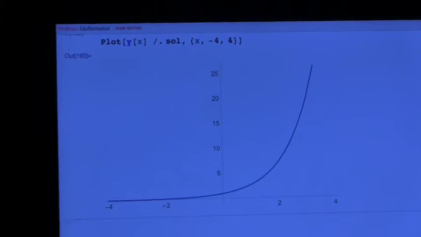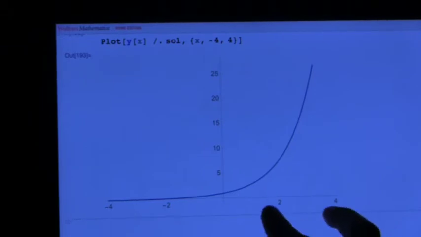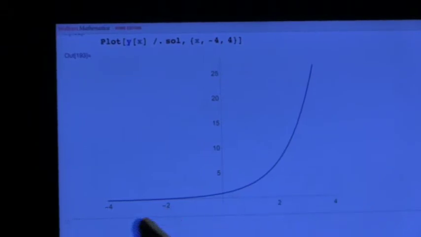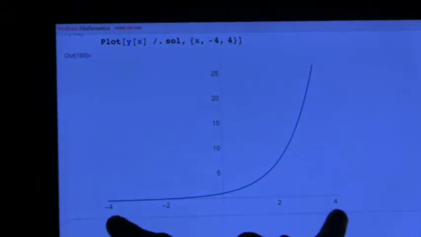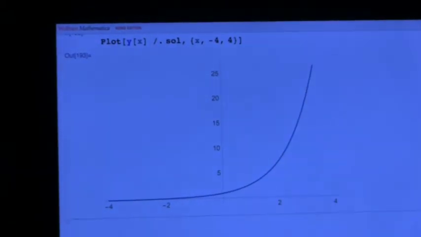Yep. And this is even misleading you a little bit on the slope because the x-axis is going from -4 to 4, and this is going from 0 to 25. So this distance is 8, and this distance is 25. Right, so we know the slope at 0 was 1, because that's how we set up the problem. But you're right, it still looks pretty shallow and goes to infinity very fast.